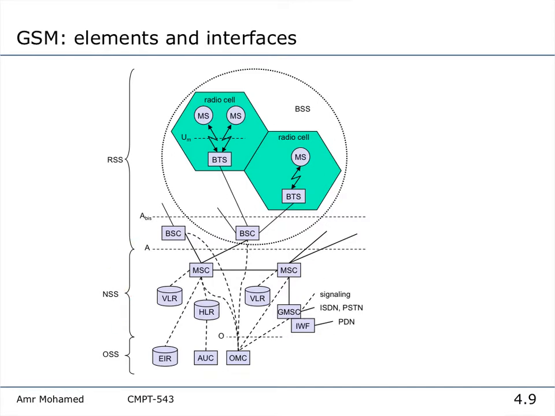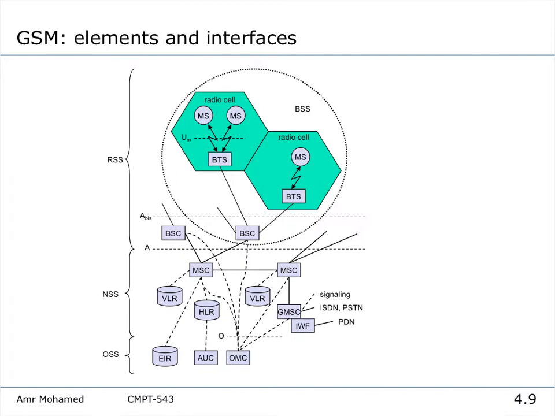The network subsystem here is sort of the brain. Of course, here it's mostly wired. So we have gone from the radio subsystem into the network subsystem, which is the core network, and this core network is wired. So here we have the mobile switching center, which manages all the base station controllers within a location area.